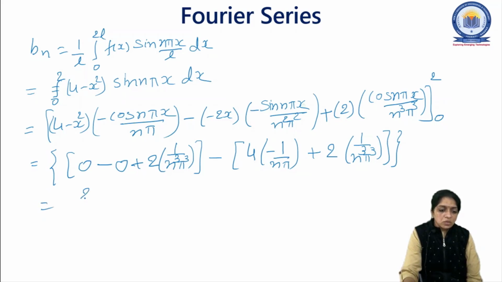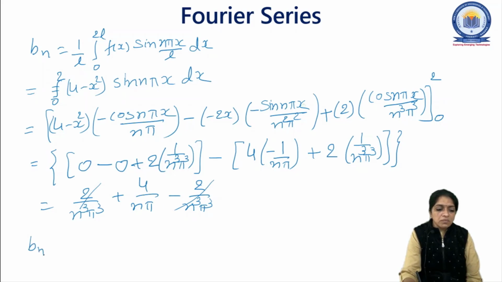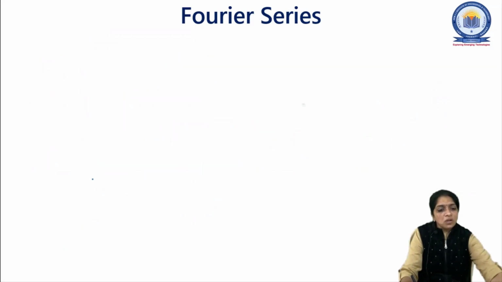So here 2 upon n³π³, minus minus plus 4 upon nπ, here plus minus minus, that is 2 upon n³π³. Both terms will be cancelled. So bn is equal to 4 upon nπ.